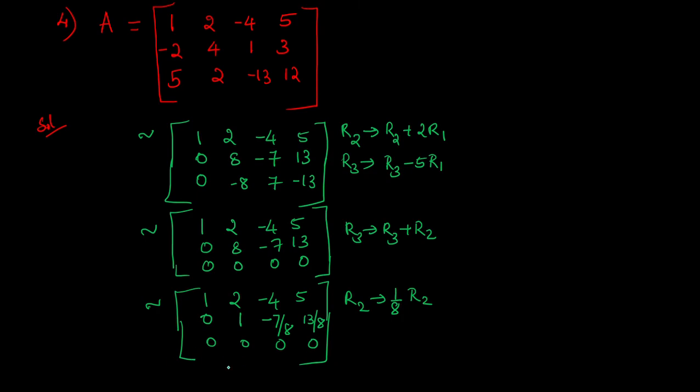And we can see that we cannot reduce it further. And this is the reduced matrix. And there are two non-zero rows in the reduced matrix. Therefore, the rank of the matrix is 2.